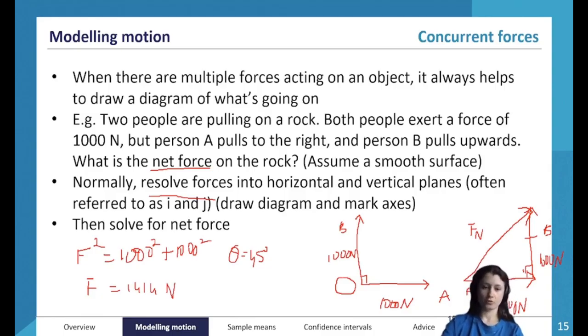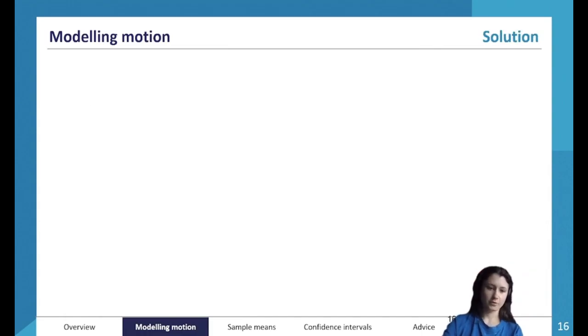Alright, so looking at the diagram we have here, we have 1,000 newtons to the right and 1,000 newtons upwards. Right? So the actual maths that we will be doing here isn't really that different, but if you get into a more complex question, then the two methods are a little bit more different.